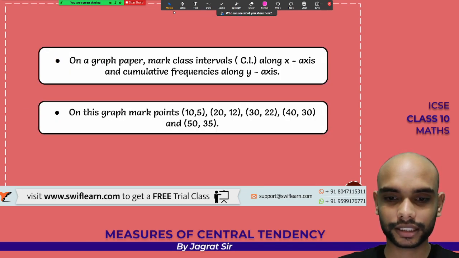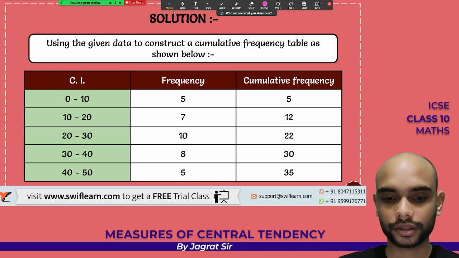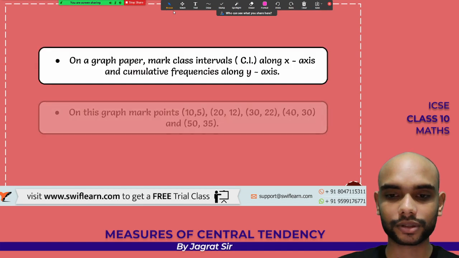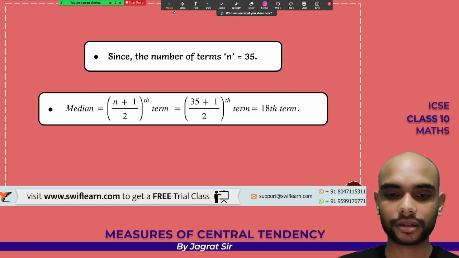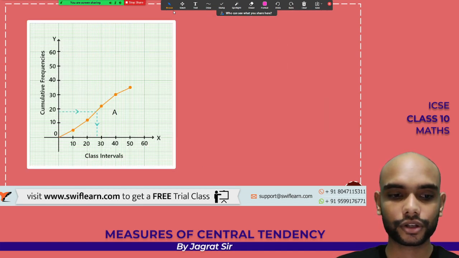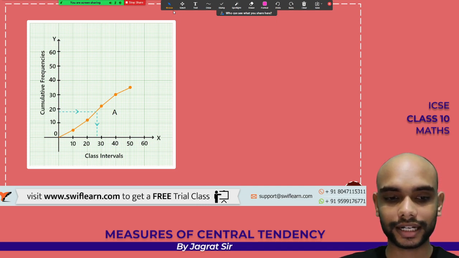Okay, so let's confirm the total. So total n is 35. 35 is again an odd number, so 35 plus 1 upon 2, the 18th term. So you will start marking from here. Find 18 in the cumulative frequency. Cumulative frequency is on your y-axis. Find your 18 here. From here, try to draw a line till here, then join this line. Wherever this line meets the already drawn curve, that is the point for the 18 line.